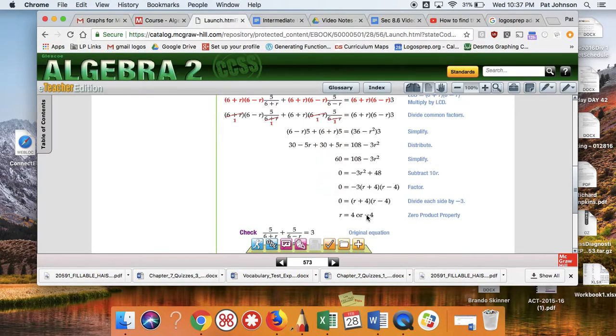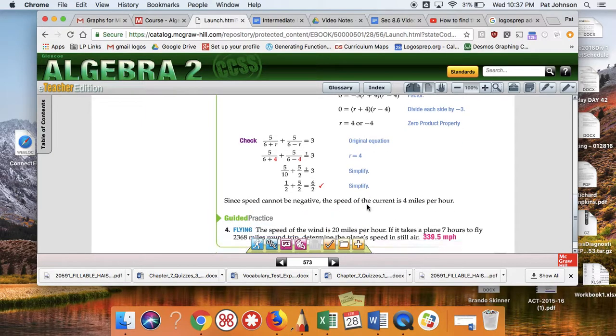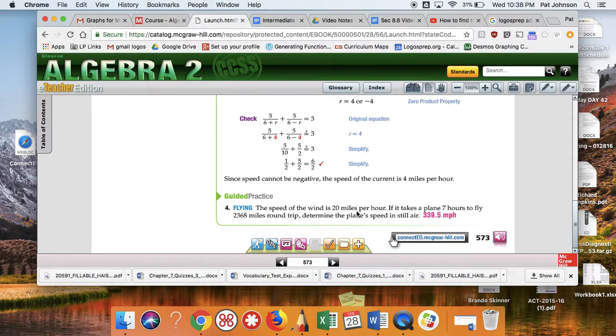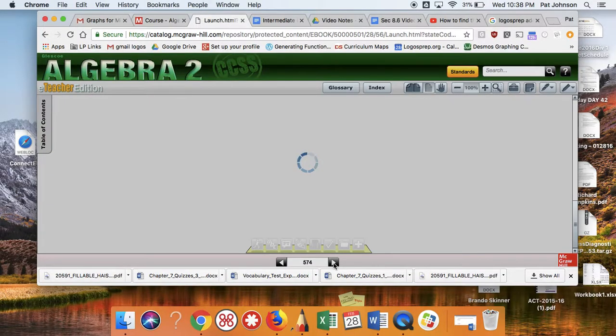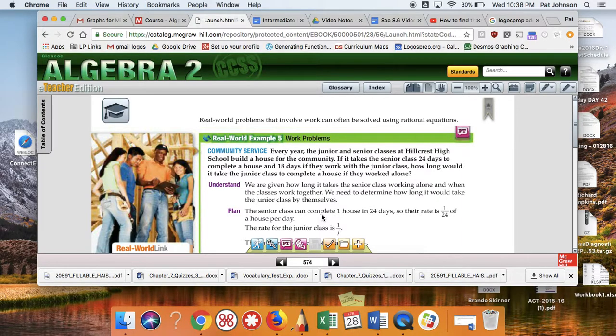They're going to factor, and we get what? R equals 4 or R equals negative 4. So the original equation, we put 4 in, and we get a true statement. Since speed cannot be negative, we disregard the negative 4. So the speed of the current is what? 4 miles per hour. Okay, so let's look at one more example, and it's a work problem.